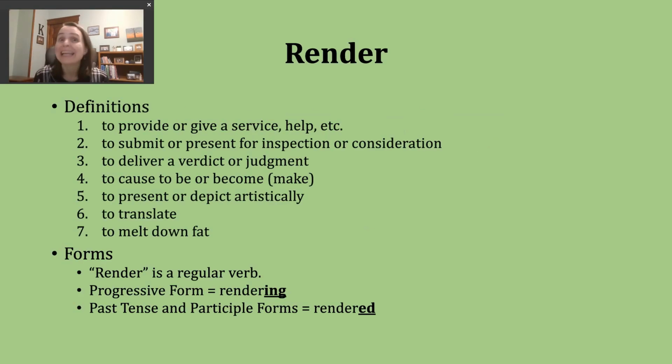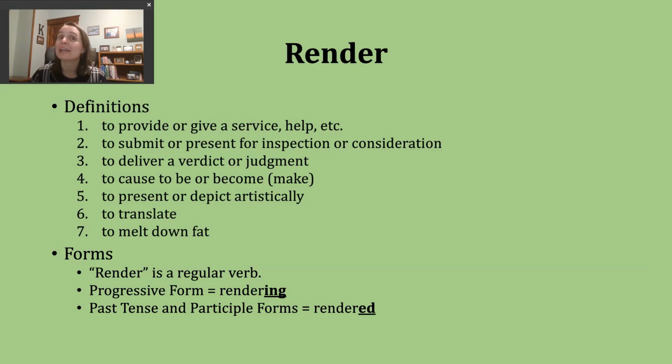The first way you might encounter this verb means to provide or give a service, to give help, or some type of assistance. So I know sometimes I have read newspaper articles that have recounted an emergency situation, and it has described a person who rendered first aid. They gave that kind of help to someone in a medical emergency.